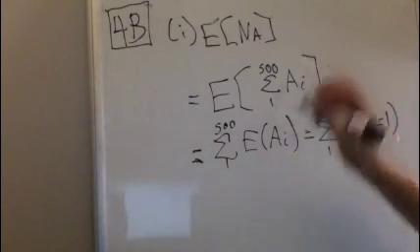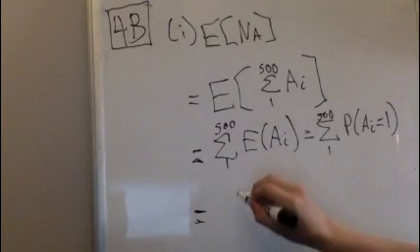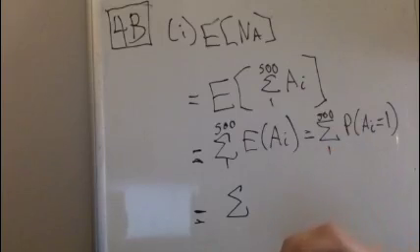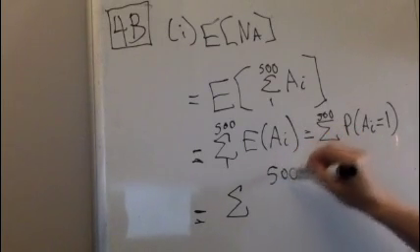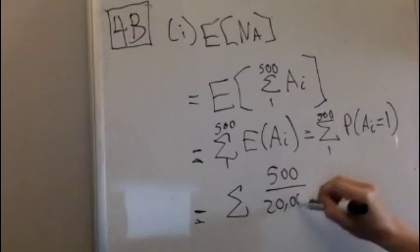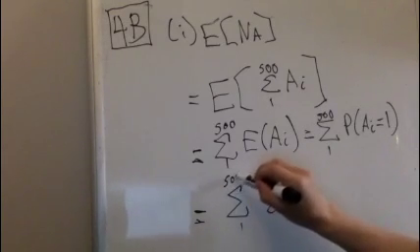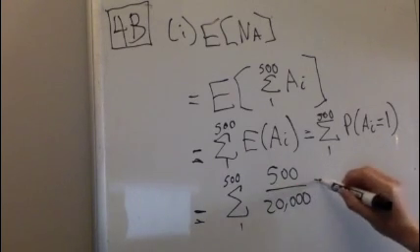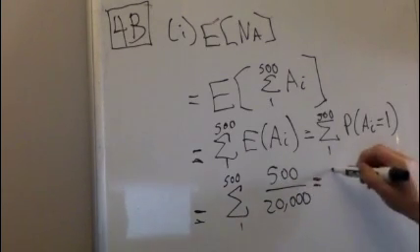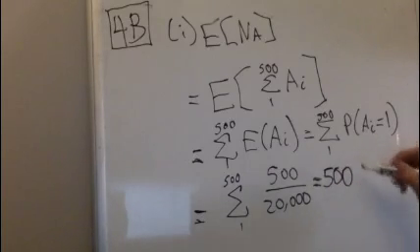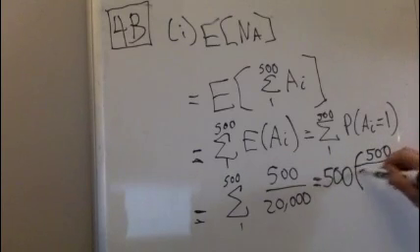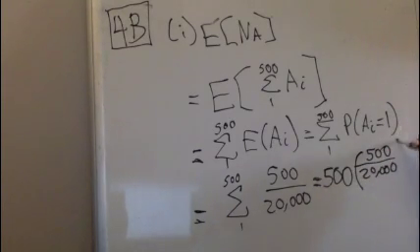And from part A, we know that that equals probability of drawing an Allen post, which is 500 over 20,000. And since you're just summing a constant 500 times, you don't need the sum notation. We're just multiplying, or doing this 500 times. And there you go.